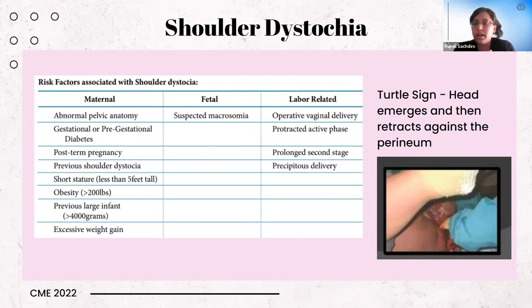Now, one of the most commonly seen signs, and if you're planning on giving any exams as well, is asked and very easy to spot clinically, is called the turtle sign, where the head comes out from the perineum, but it retracts back in because again, the shoulder is stuck inside. So it'll pull the baby back in.